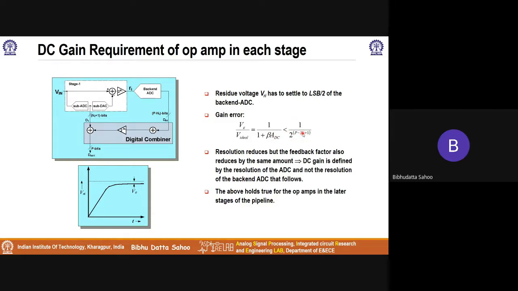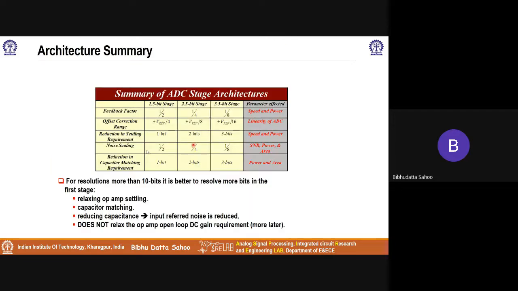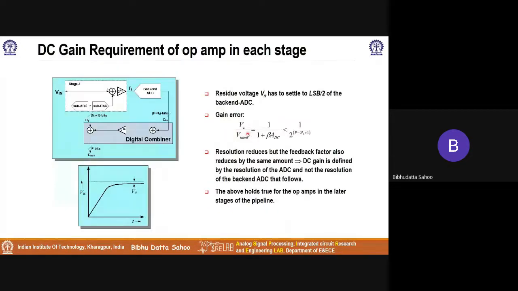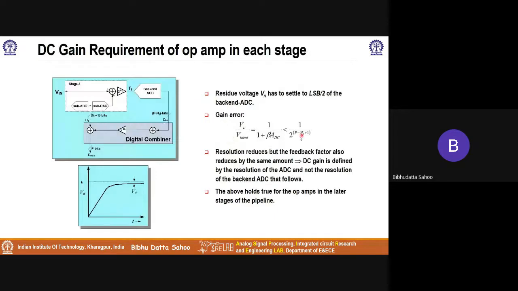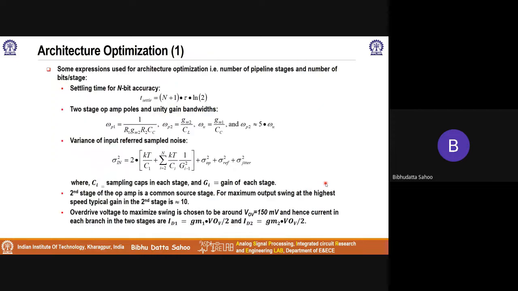Why? What is this? You can see that reduction in settling requirement, number of bits that you have resolved, 3-bit reduction. So it will reduce by this much. Now if I solve, beta is 1 over 2 to the power of n1. Feedback factor is 1 by 2 to the power of this, 2 to the power of 3. Here it is 3 bits, so p minus n1. So you see that if I solve this, you will end up with an expression that the DC gain of the op-amp is independent of how many bits you resolve here. You can work this out and you will see the same effect over there.